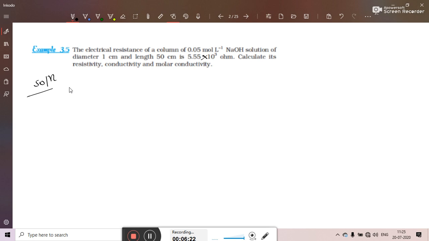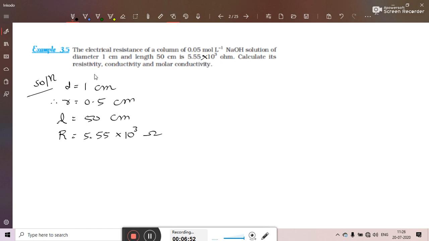So here we will see the diameter of the column is 1 centimeter, so its radius will be 0.5 centimeter, and the length of the column is 50 centimeter. And resistance R equal to 5.55 into 10 raised to 3 ohm. And now we have to find out resistivity, conductivity and molar conductivity.